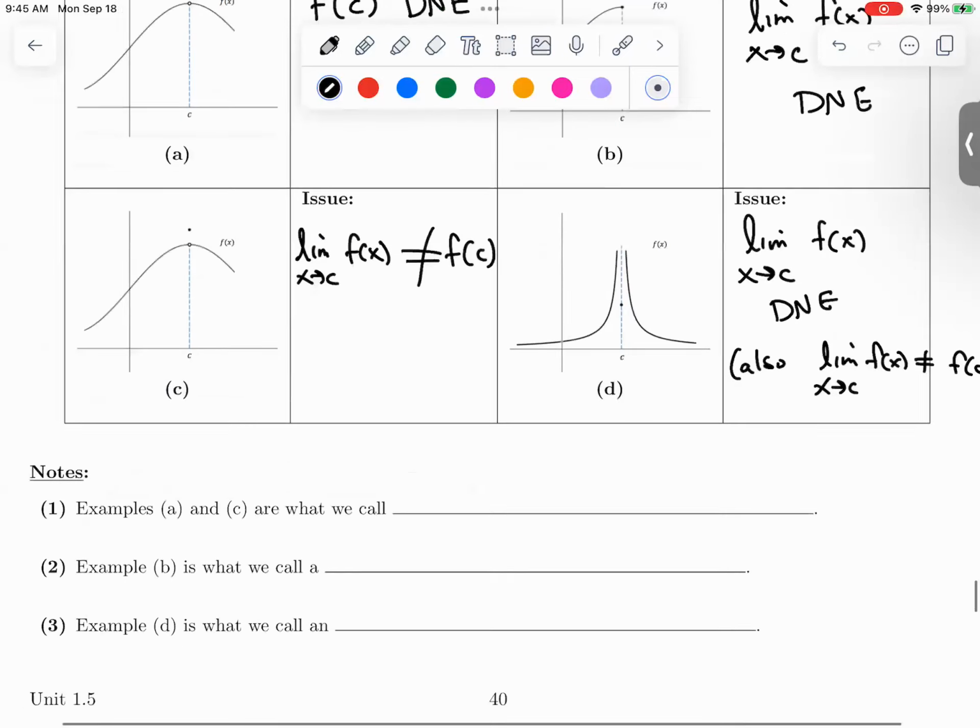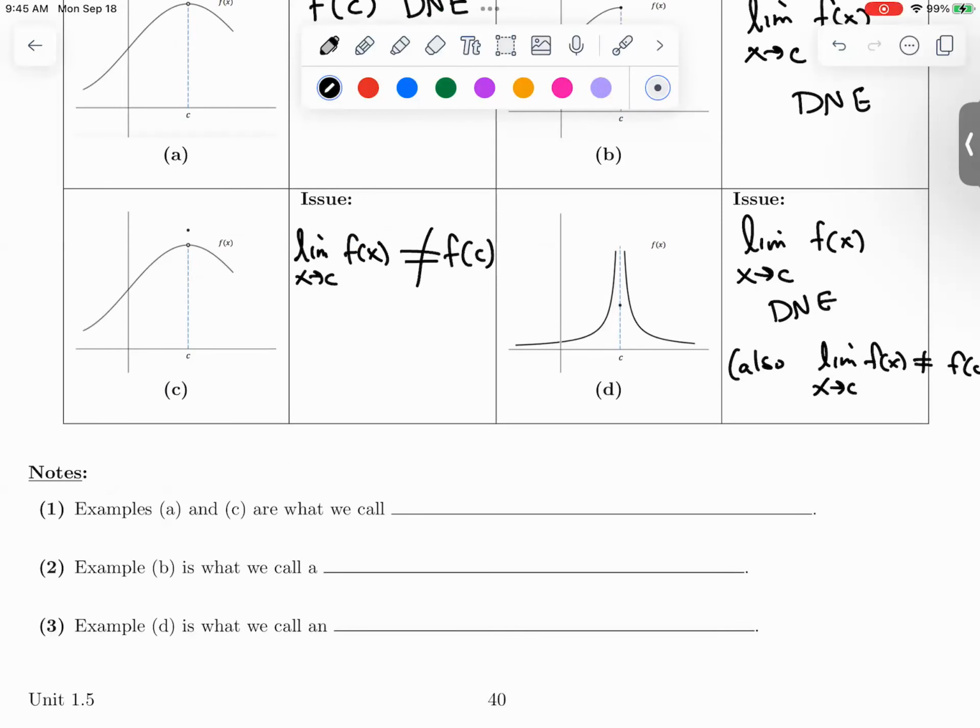So just to give you some terminology, now I'm not going to test you on this terminology. I'm not going to say you have to tell me what these things are, but just so you can bust it out at your next Christmas party and wow your friends and family. Examples A and C, the two on the left column, are what we call removable discontinuities.